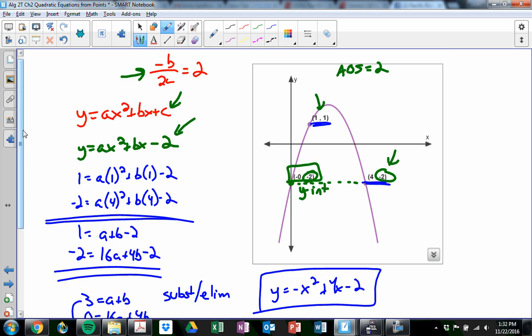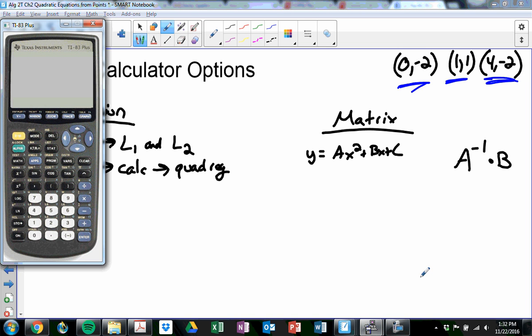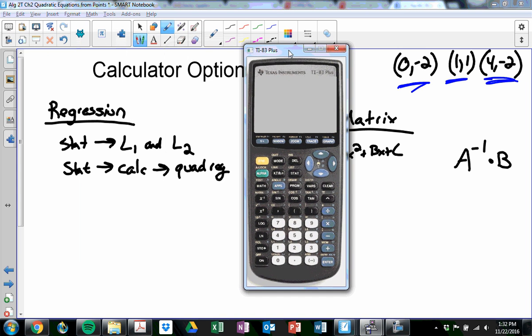Now I'm going to show you how to do it on your calculator a couple of ways. I'm going to take those same 3 points that we had and show you two different ways to find the equations from 3 points. You have to have 3 points to get the equation. With 2 points, that's not enough information. It takes 3 points. One way is by running a regression. A regression is like a line of best fit.